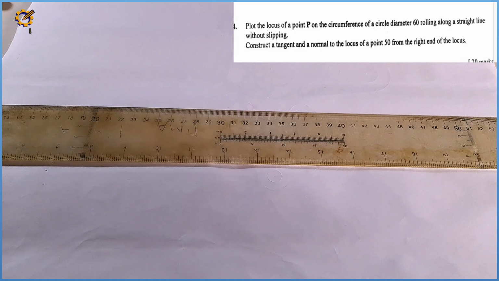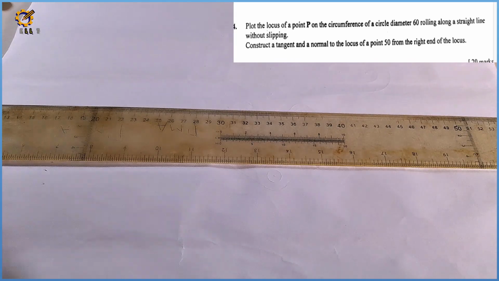So what we're actually trying to produce here is a cycloid, because a cycloid is the locus of a point on a cylindrical object which rolls along a straight line without slipping. Alright, and now we are told to construct a tangent and a normal to the locus of a point 50 from the right end of the locus. That is, you have to produce a cycloid, then produce a tangent and a normal on the cycloid from a point P which is 50 millimeters from the right end of the locus.